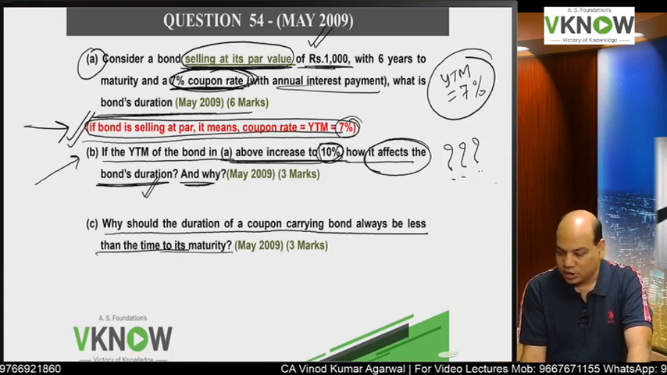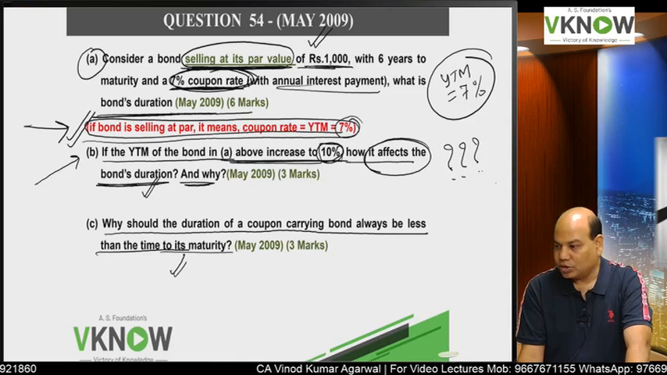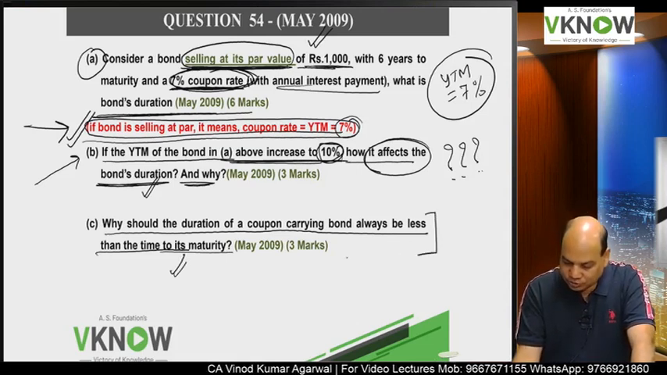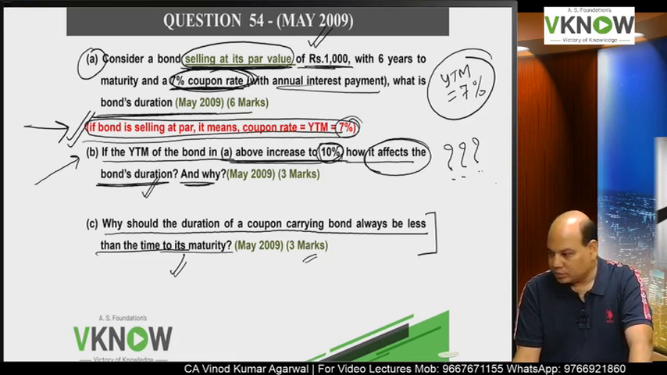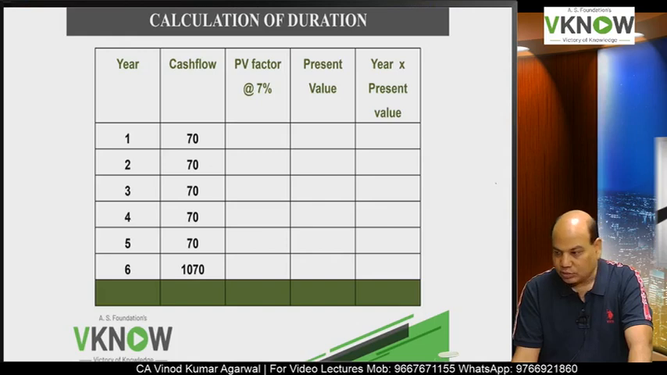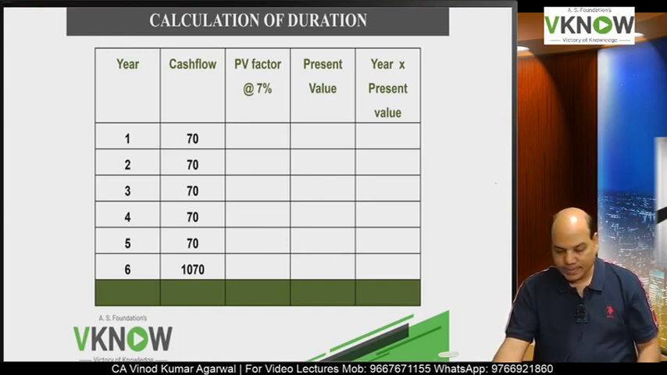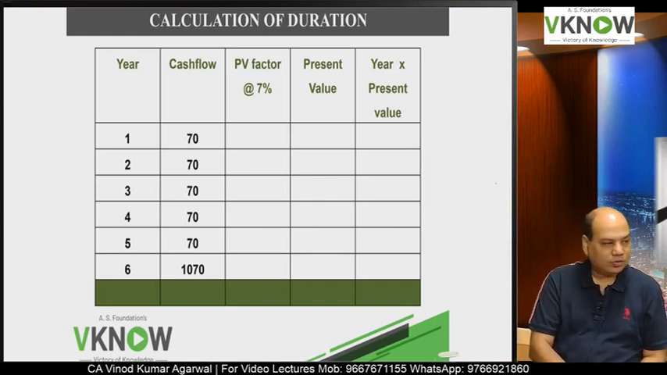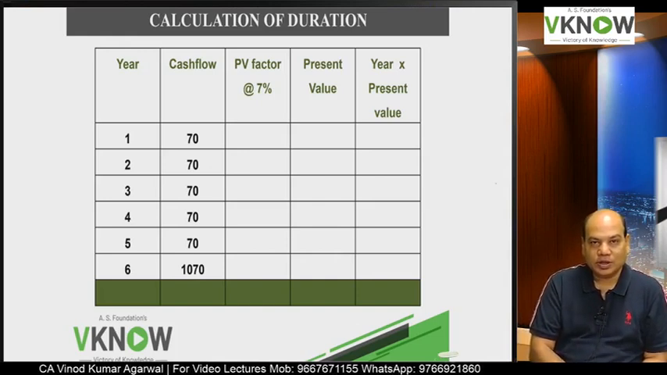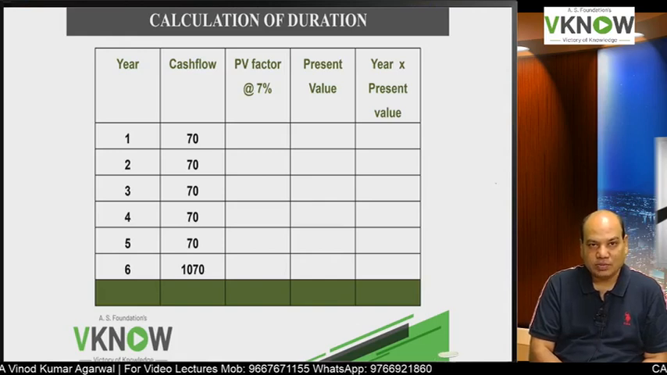to maturity? Theory question. Why duration is less than term to maturity? So this also is for 3 marks, right? So first we'll write down calculation of duration. First, original question, calculation of duration. I hope you have written the note that coupon rate is equal to YTM is equal to 7%.